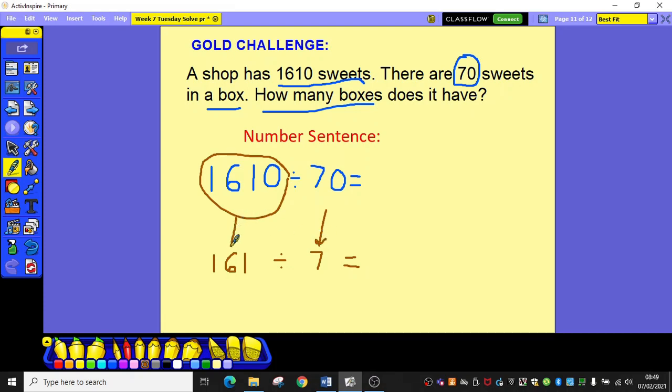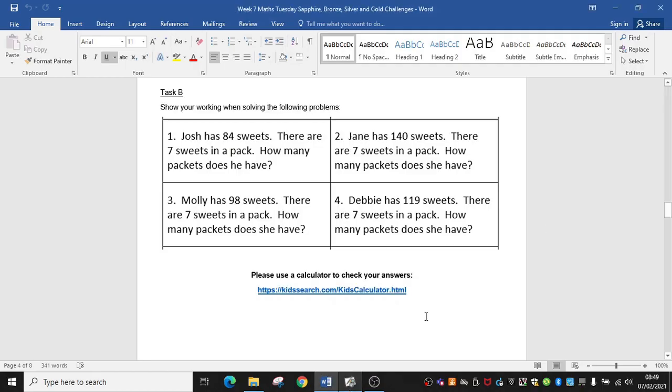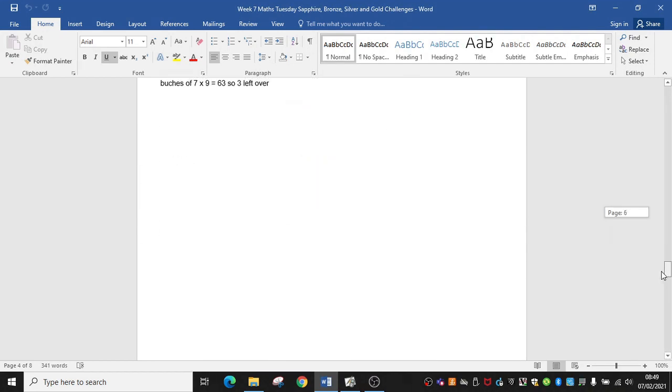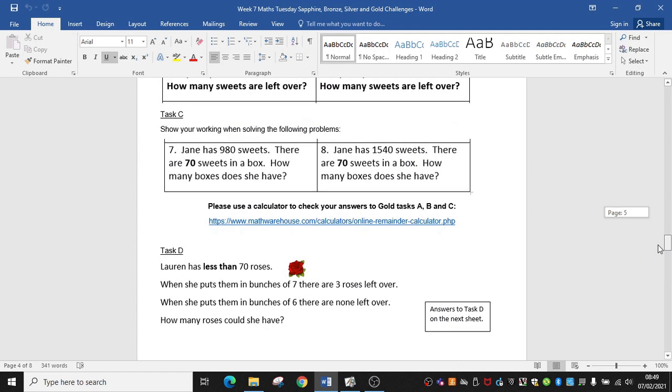The trick there is to do the same to both sides. If you make one side 10 times smaller, but keep this at 70, it's not going to work. Okay? Or if I just divide this by 7, it's not going to work. But if I make both sides smaller, you get the same answer. So I'd like you to try that, and then when you check your answer using a calculator, you'll see that that is true.